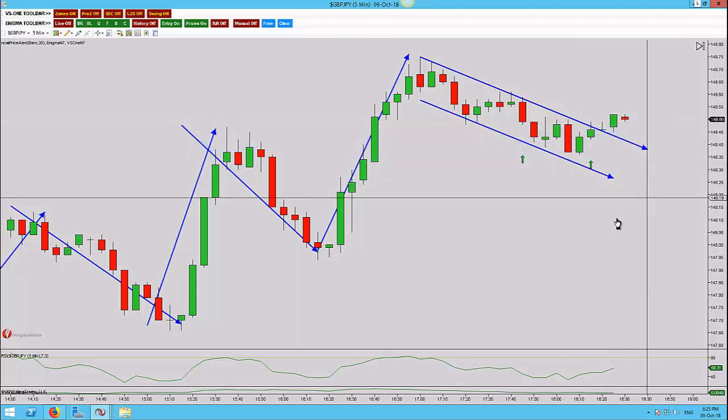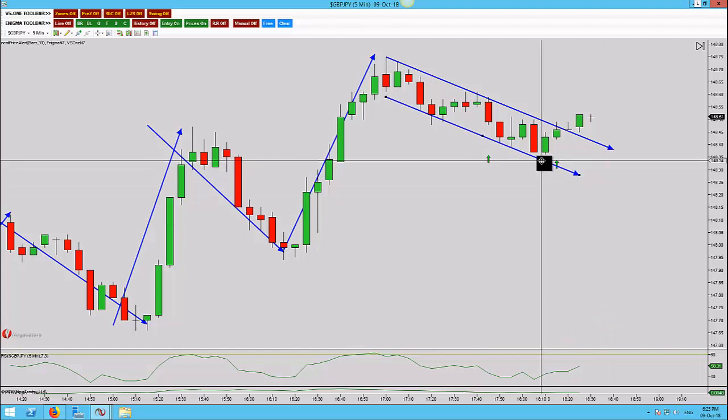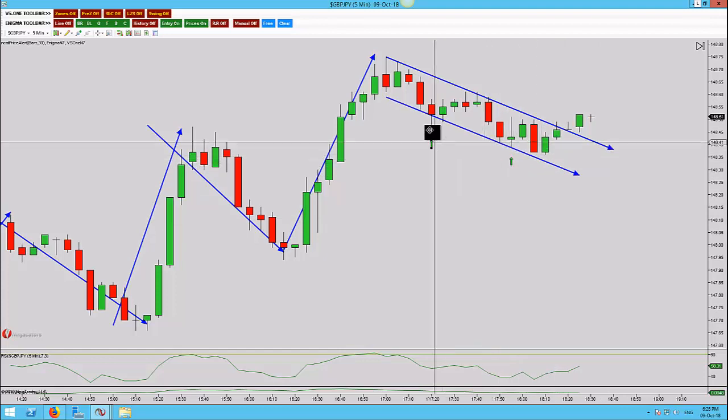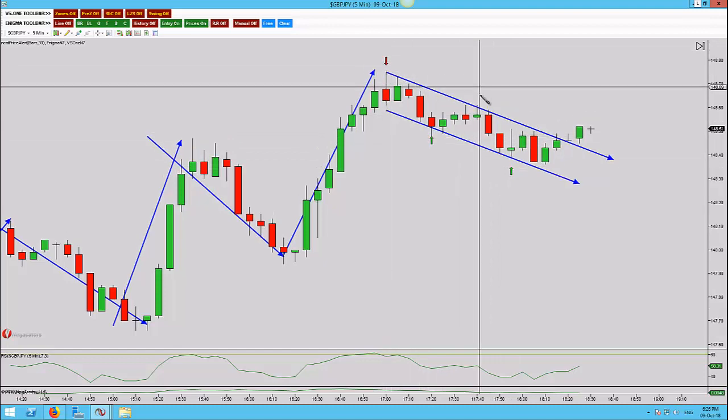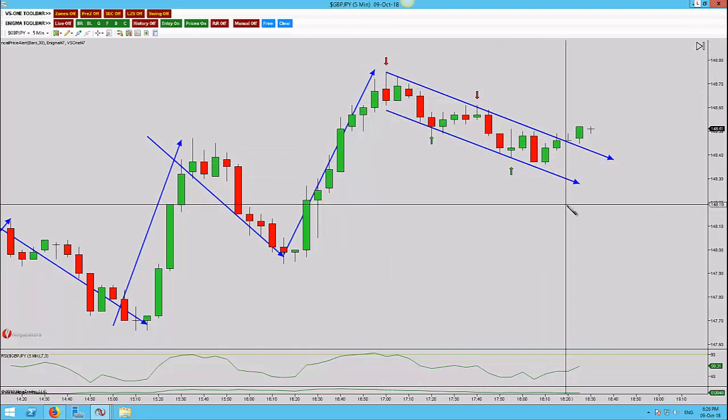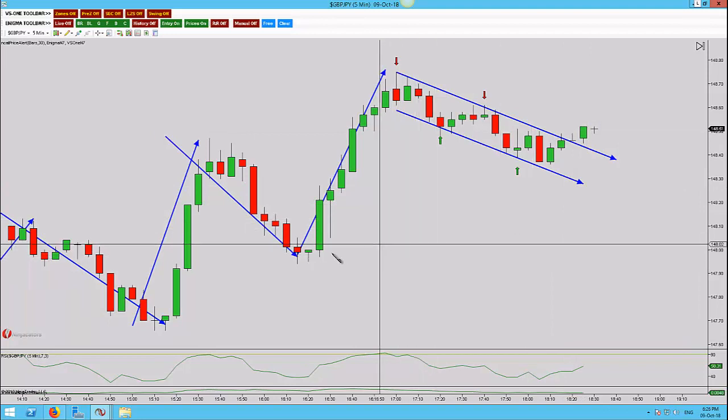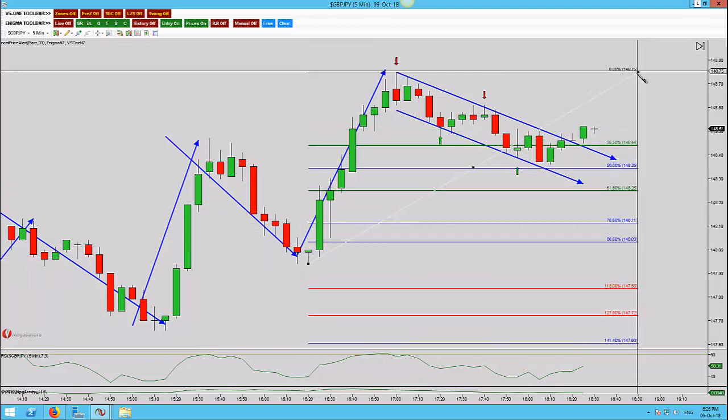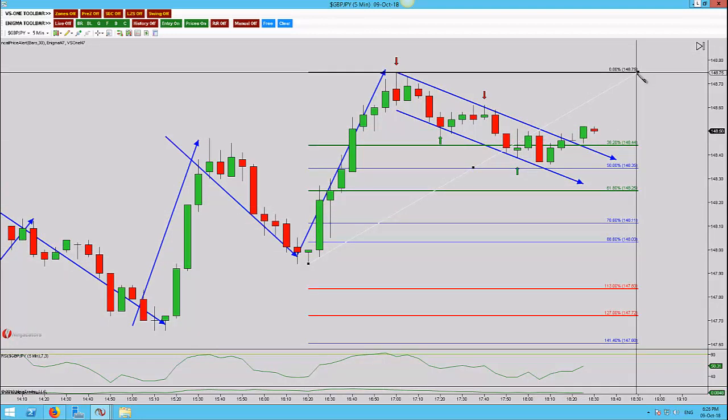You can see now we've broken out the channel. You can see we've had 2 tests at the bottom, 2 tests on the top. We've now broken out the channel. We did come into a 382, which is a minimum that I require.